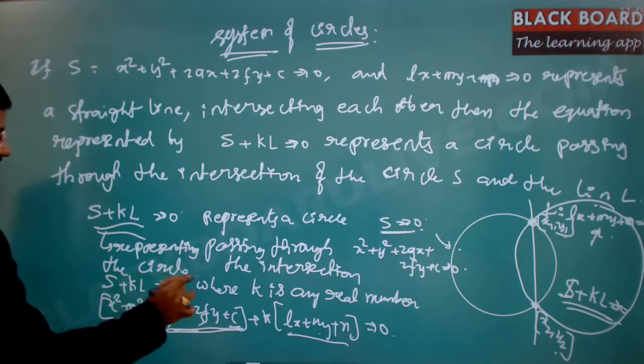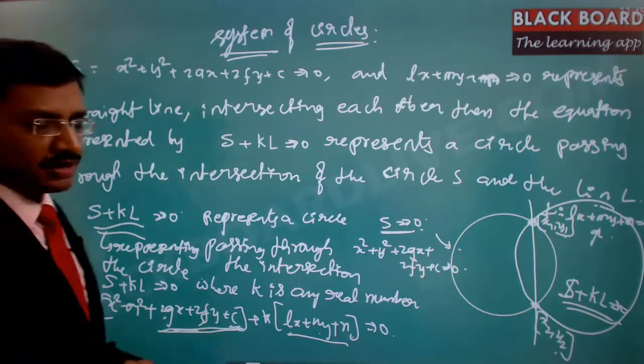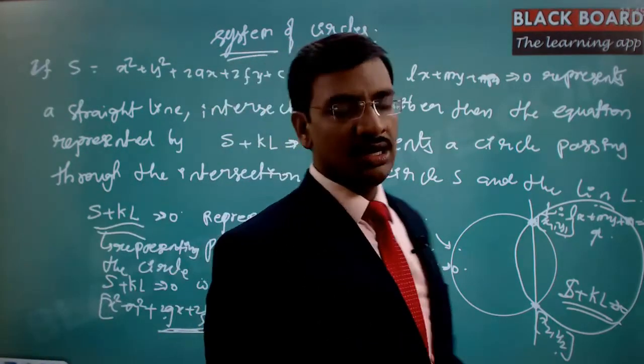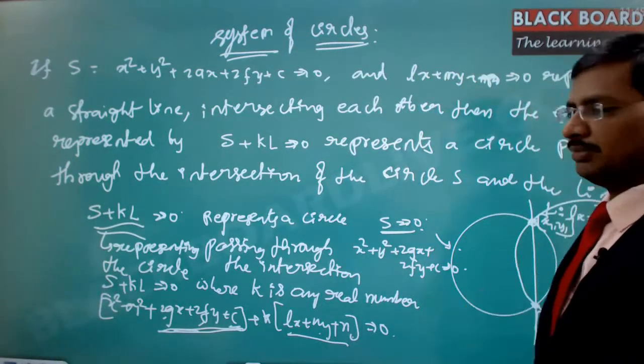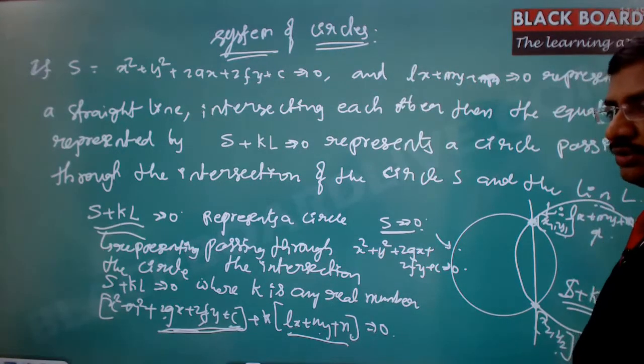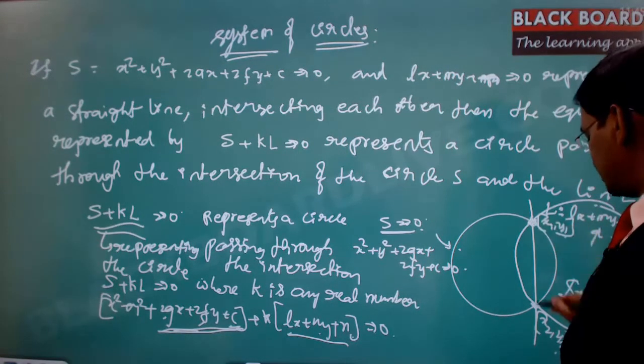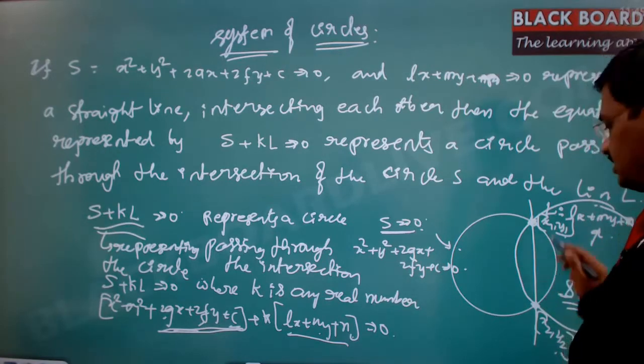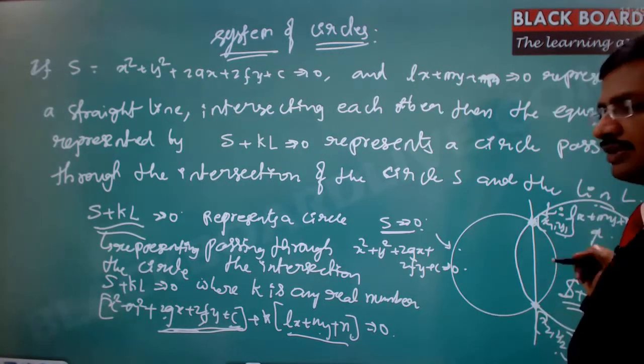And the second important aspect that you need to prove, and he states that in the statement, is that the new circle which is given by S plus kL equal to 0 is even passing through the intersection points of the previous case, that is the original circle and this particular straight line.